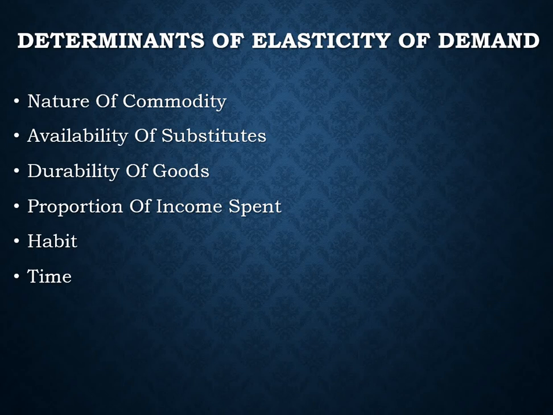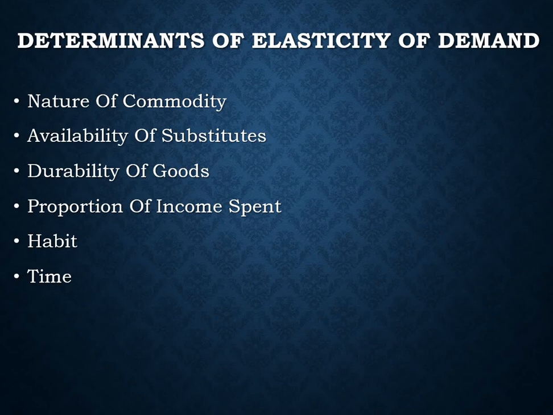If we are consuming a particular product and its price increases, whether any other product is available as a substitute will also matter. If substitutes are available, then we can switch from one product to another. If there is no availability of substitutes, then we stick to that product, especially in the case of medicines. Next is durability of the goods. Whether the goods are perishable or durable also affects the elasticity of demand, because if the goods are perishable, we have to consume them immediately.